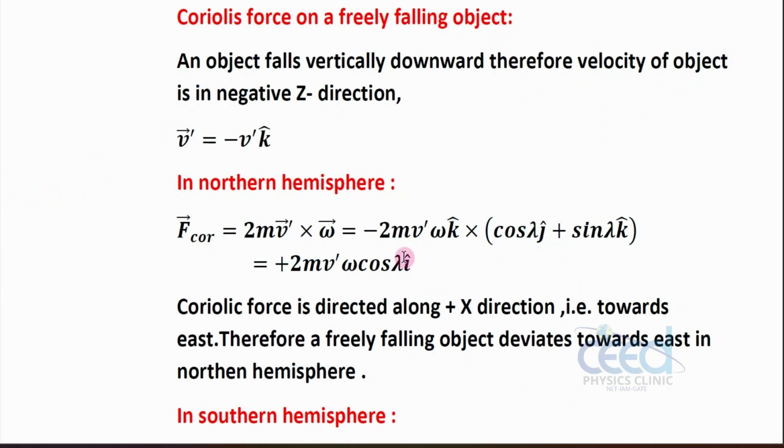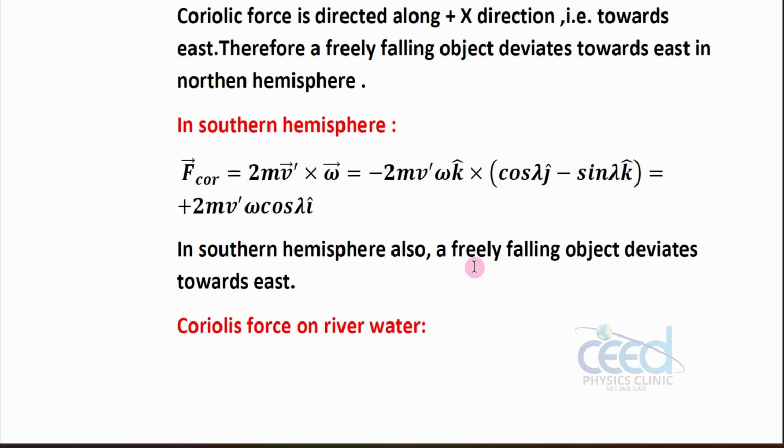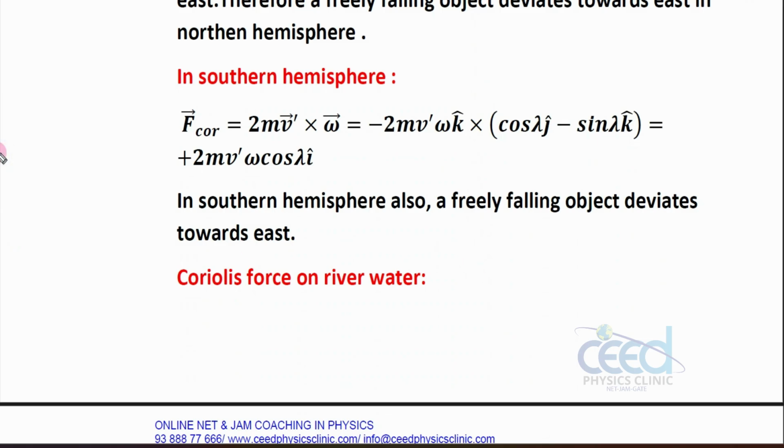Next, in the southern hemisphere also we get the same. See, minus 2m omega cross v dash, I have written 2m v dash cross omega. k cross k equal to 0, and k cross j is minus i, minus minus cancel, here also plus i cap, right? It is in the i cap direction that a Coriolis force is acting.